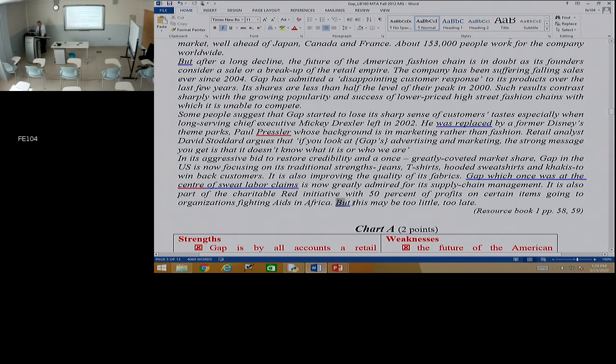Here, if you have this, buy this, but this may be too little, too late. Too little, too late is considered, because of may, as what? As threats, because of the keyword, may. Another threat is this sentence: the growing popularity and success of lower-priced high street fashion chains, which is unable to compete. The key word here is unable to compete. We said that competition is directly threats. We have two examples here, right? Compete is a key word for threats.